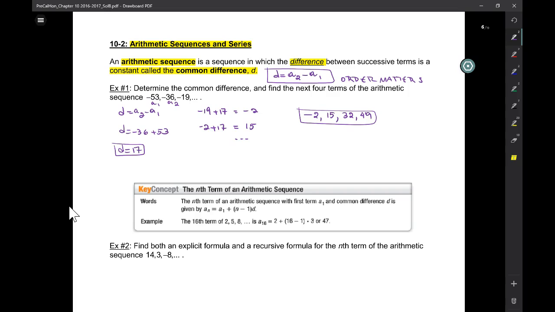This minus 2 will be positive 17. So then sometimes you'll have to go the other way. Well, if the common difference was negative 17, then you would have done negative 19 plus negative 17. Okay? We don't think of it as subtracting, we think of it as adding a positive or a negative number.